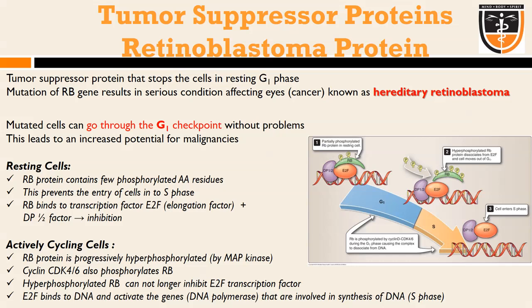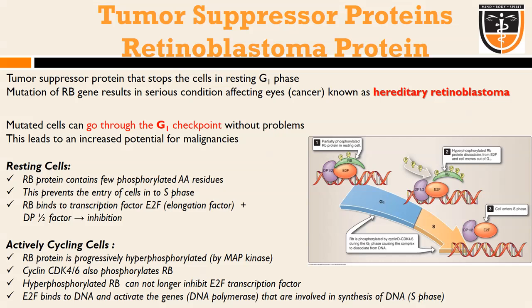Now, there is a condition that they will test you extensively on boards, and sadly you will see it on your practice, known as hereditary retinoblastoma. It is the condition when individuals, specifically you find it in kids, it's a hereditary condition, have a mutated retinoblastoma gene. So they have an abnormal police officer at the G1 checkpoint. Okay? Their retinoblastoma protein is abnormal. So it allows everybody to pass through the checkpoint. Now, mutated cells will go through the G1 checkpoint without problem, and this will lead to increased potential for malignancies.